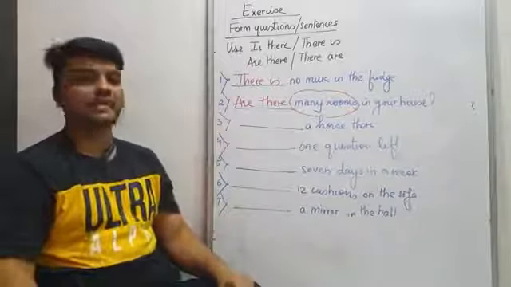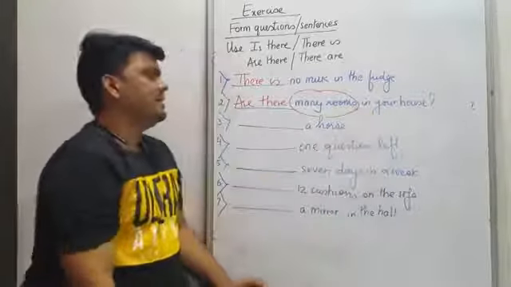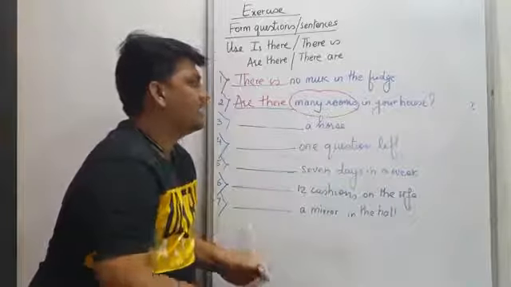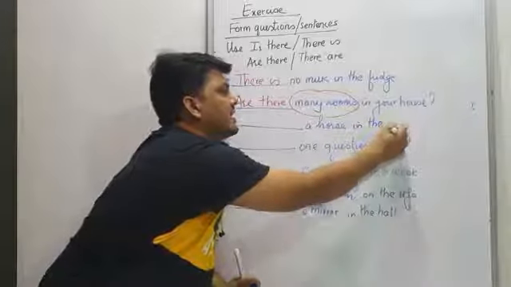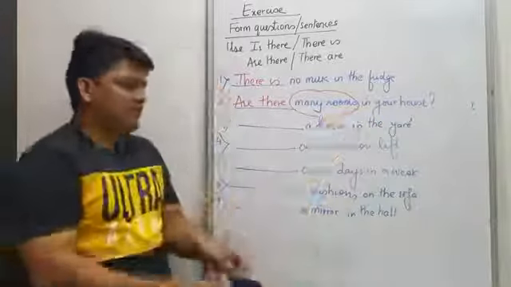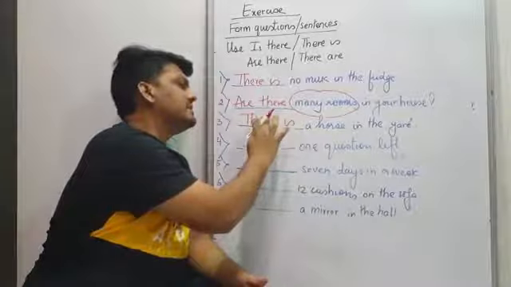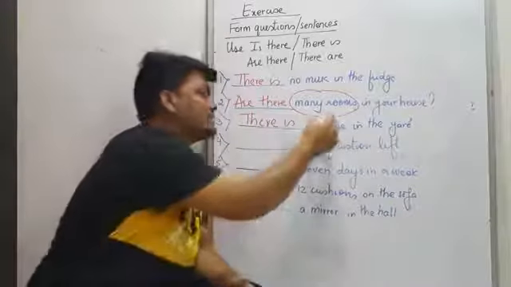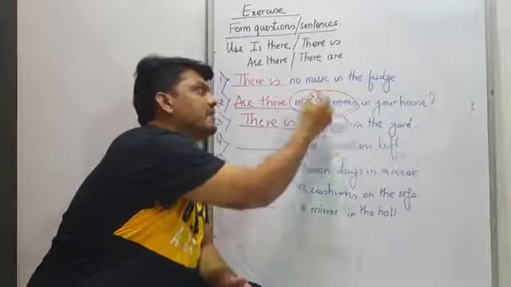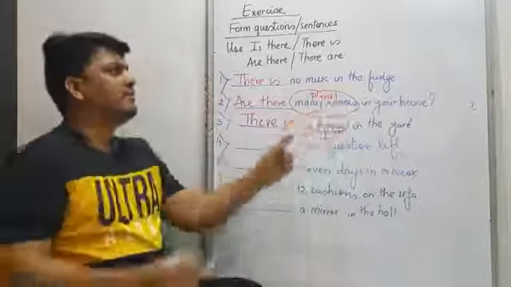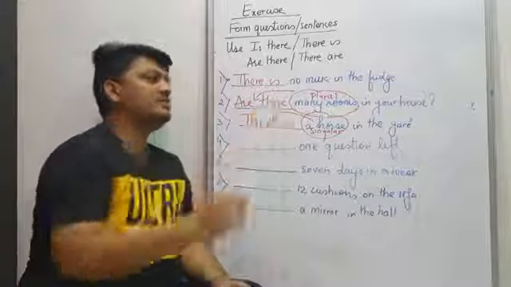Dash a horse. So here you can just write there is, dash a horse in the yard. Okay. So what you will use here, there is a horse. Why? Because a horse is singular. This was plural. Because it was plural, I used are there. Because it is singular, I used there is.